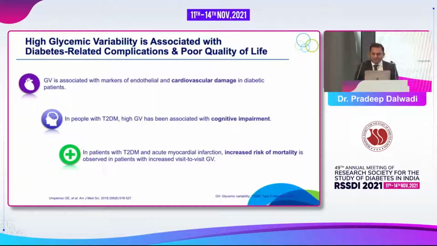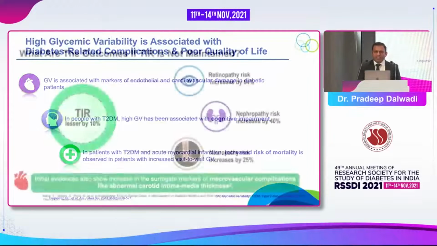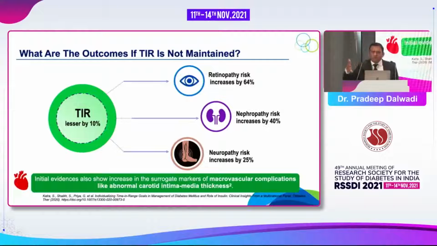In patients with diabetes, high glycemic variability has been associated with cognitive impairment, and in patients with type 2 diabetes mellitus and acute myocardial infarction, an increased risk of mortality is observed in patients with higher glycemic variability. So high glycemic variability does lead to adverse outcomes.